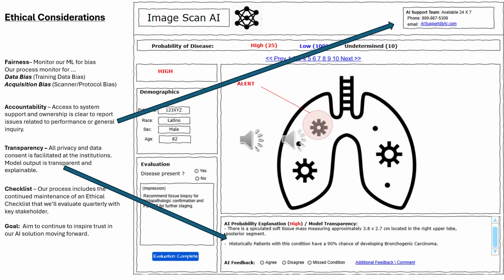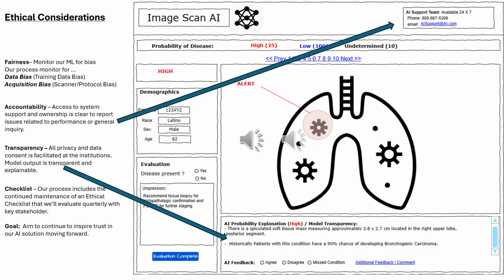We do have ethical considerations regarding fairness. We do monitor our ML for bias. Our processes monitor for, in particular, data bias and acquisition bias. Data bias because earlier we found that we had age disparities, which were throwing off our model. Acquisition bias we're on the lookout for because we have multiple hospitals contributing to scans. Not all hospitals use the same equipment. Some of the scanners are older, some of the scanners are better. And so that's just something that we need to watch out for.